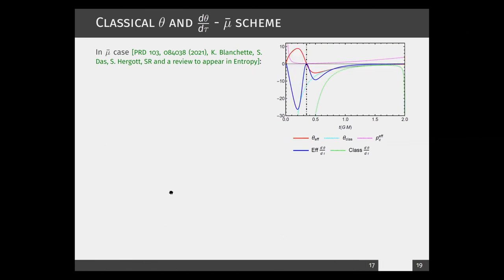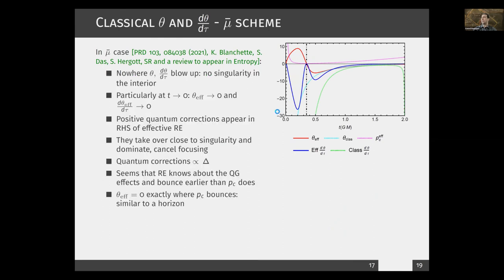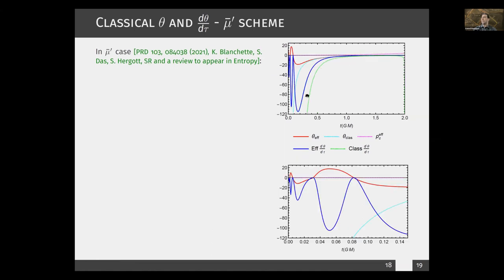Okay, so we go to the mu bar scheme. You see that in the mu bar scheme, everything is happening the same. So again, you have this behavior very close or similar to the mu naught scheme. But an interesting thing happens in the other scheme, the mu bar prime.